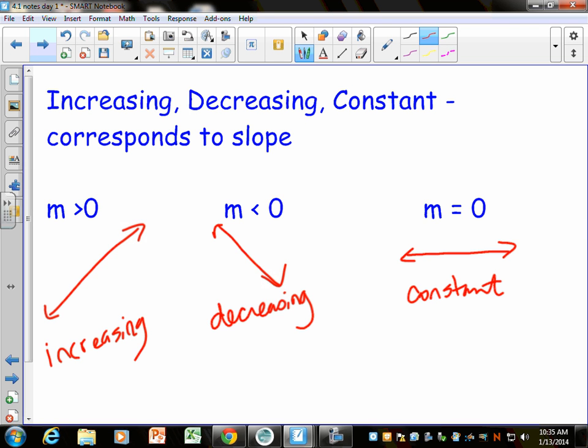Now this only works for linear functions because linear functions are the only ones that have slope, the only ones that have a constant rate of change. All the other ones, they can change from increasing to decreasing. But this is a really easy way to find this. So I think I have one or two more examples here where on your homework, your favorite stuff, where they have you do multiple things on one problem, right? Let's do one of those.